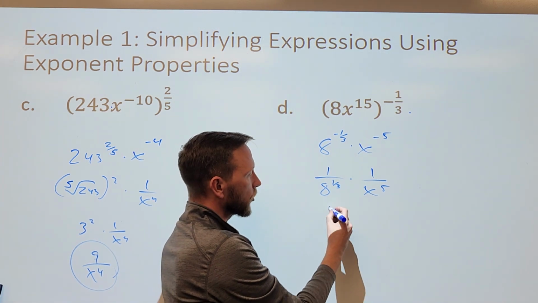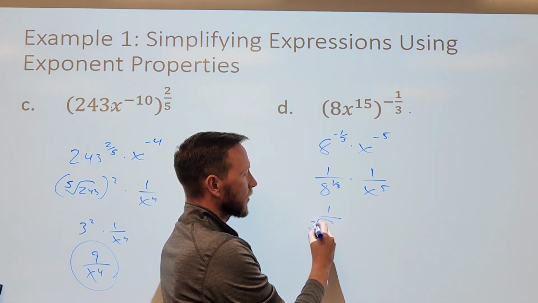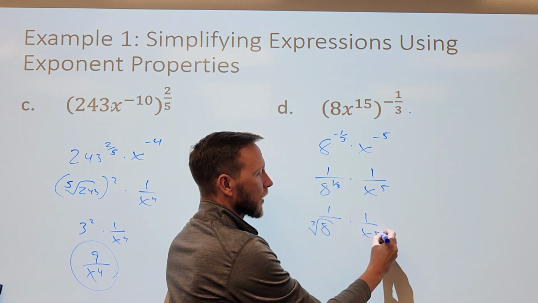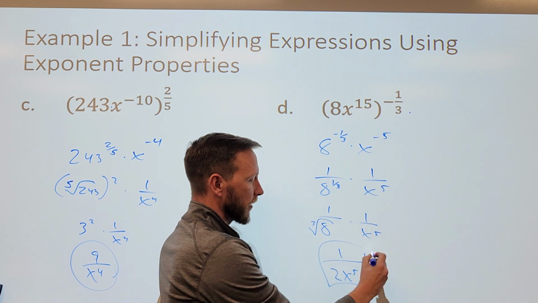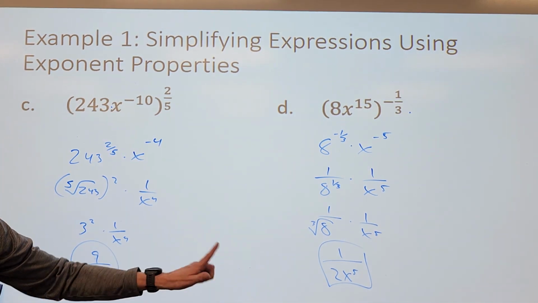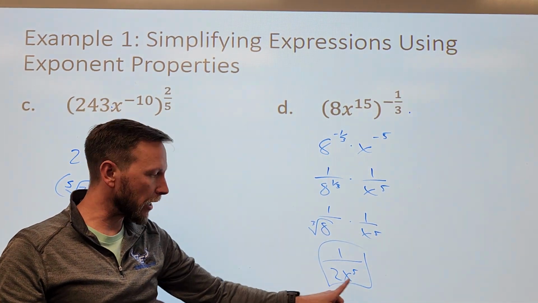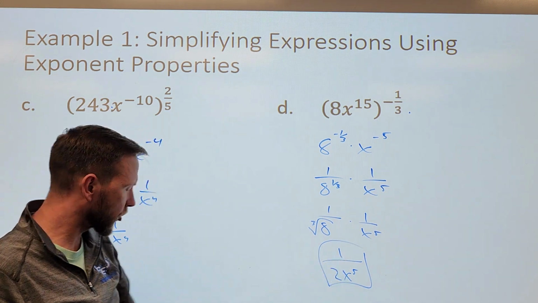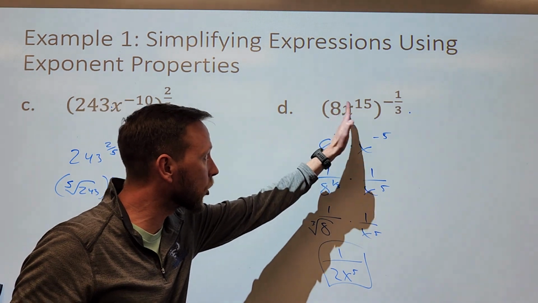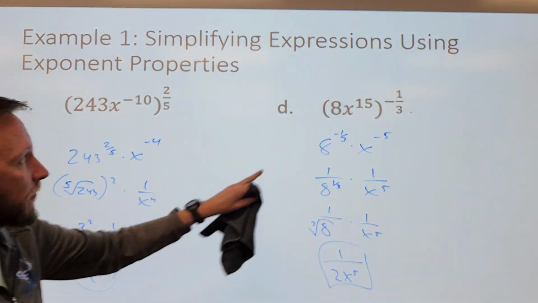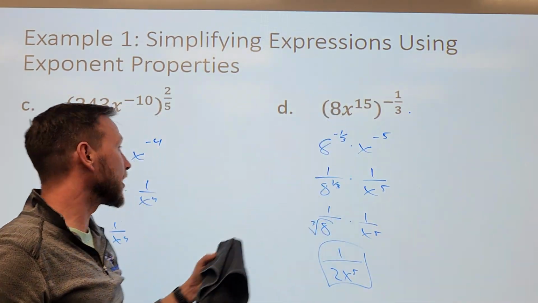The cube root of 8 is 2, and so we end up with 1 over 2x to the 5th power. All right, now remember the way that this works, the x has the 5th power, the 2 does not. So we want to make sure that we are doing those correctly and understanding that relationship, that these things are multiplied and that 15 goes with only the x, not the 8 as well.